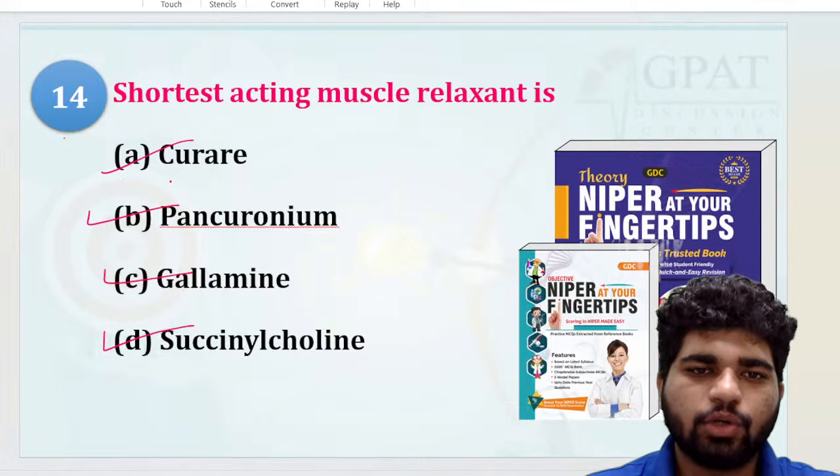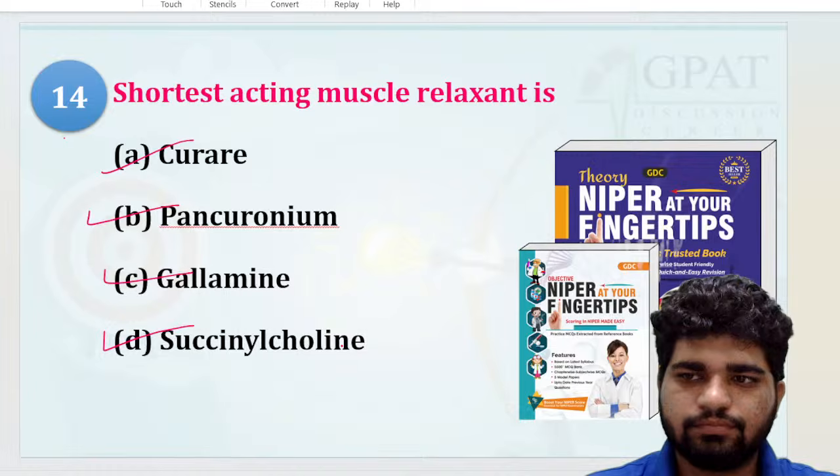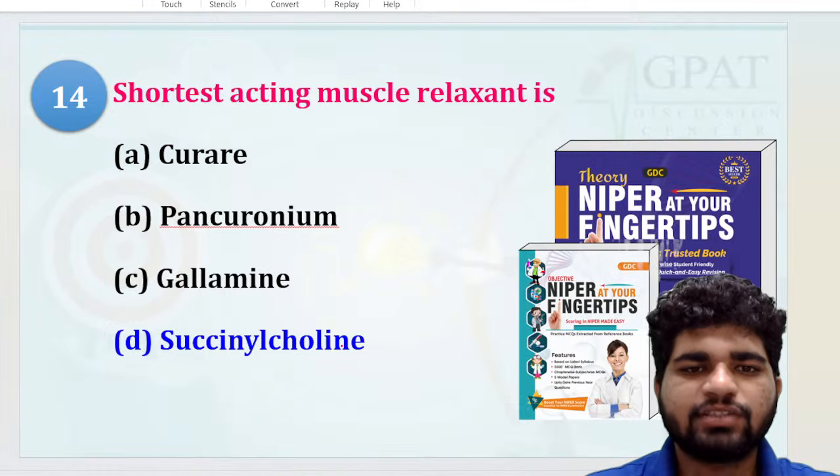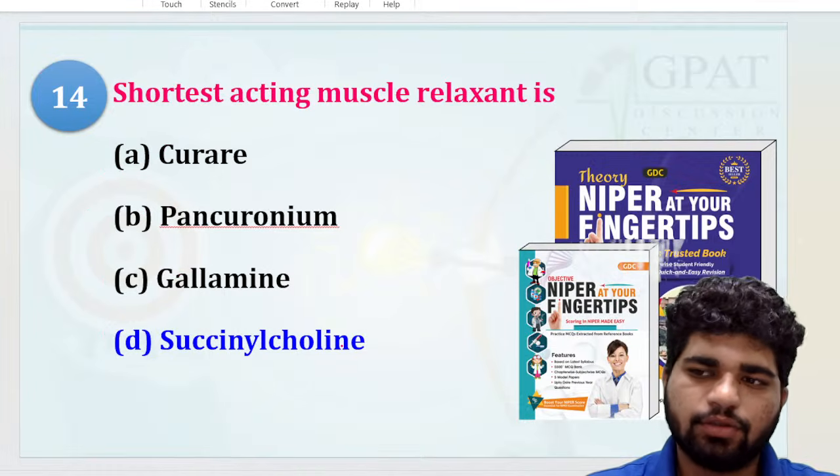Shortest acting muscle relaxant, is it a curare, pancuronium, gallamine, succinylcholine? What's that? That is nothing but your succinylcholine only. Okay? Sure. Fine.